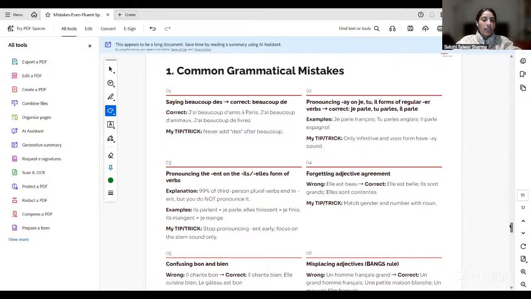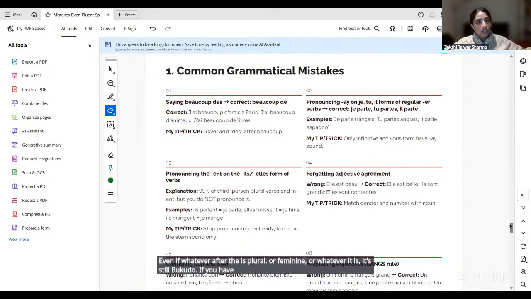Having said that, another very important grammatical error that we make is with beaucoup de. I still see it a lot. Is it beaucoup de or beaucoup des? It's always beaucoup de. Even if whatever comes after it is plural or feminine, it's still beaucoup de. If you have a lot of friends, it is still de.